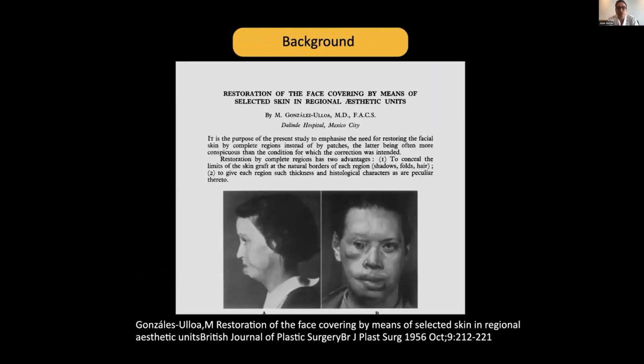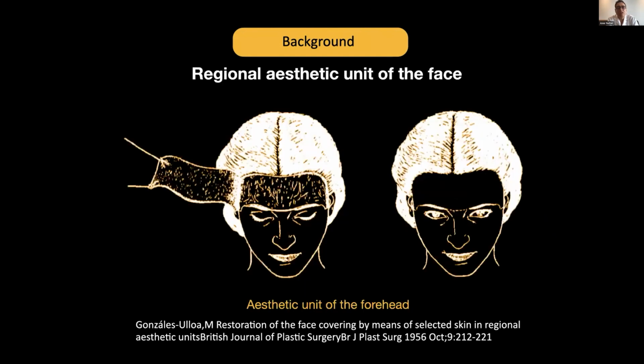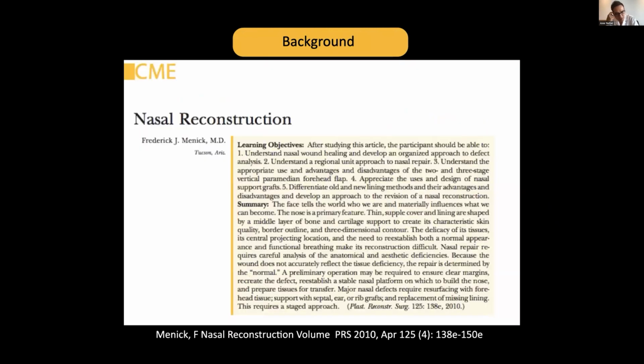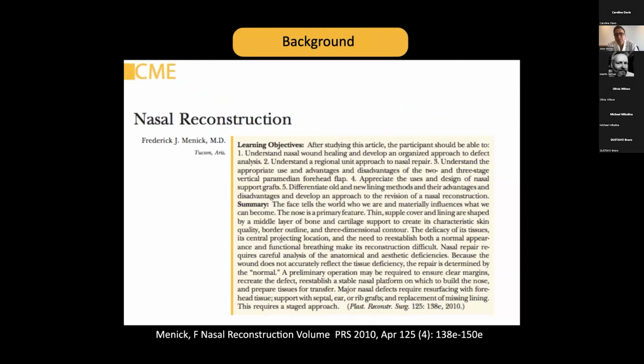The first one to introduce the concept was González Ulloa, who was a plastic surgeon from Mexico. He published this article in 1956. He showed us the aesthetic unit of the forehead, or the nose, or even of the cheek. But there were other surgeons like Ralph Millard or Sir Harold Gillies who followed them.